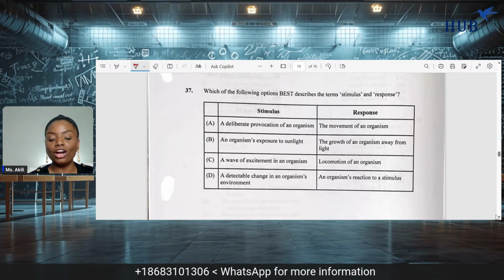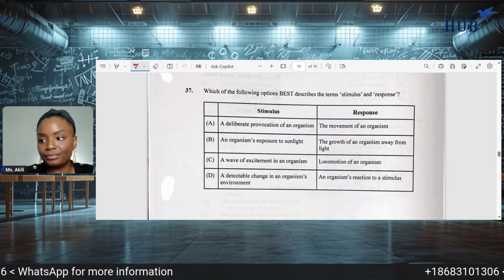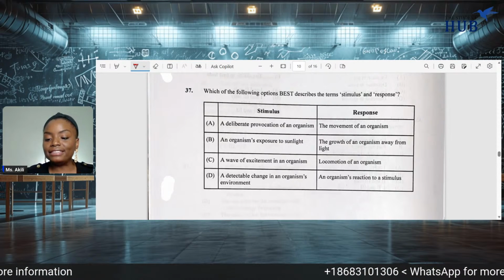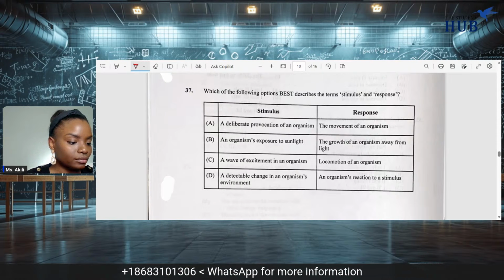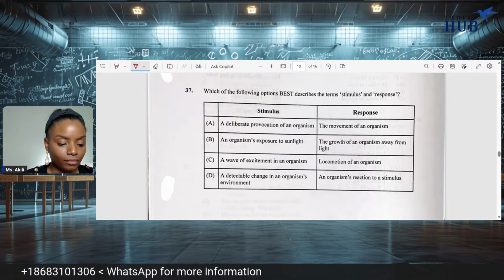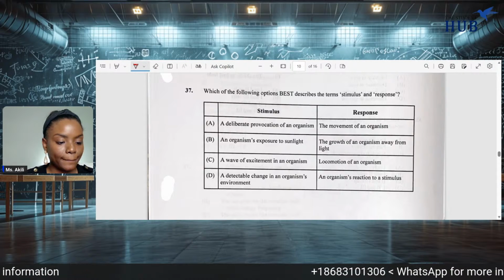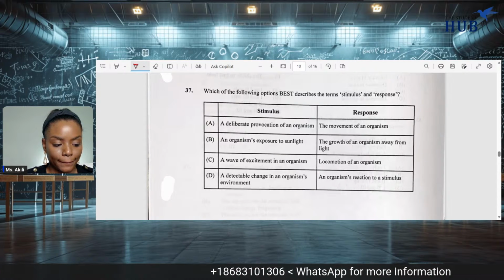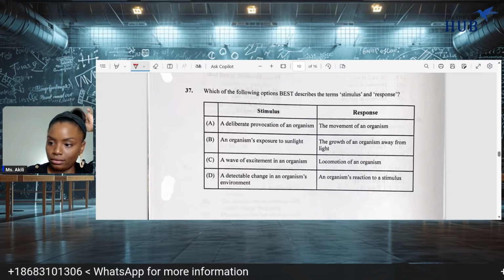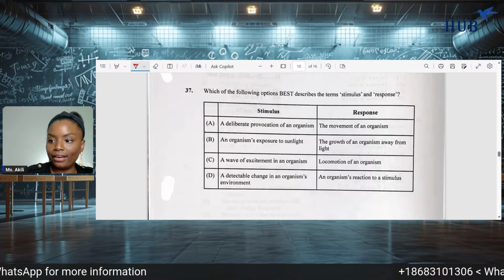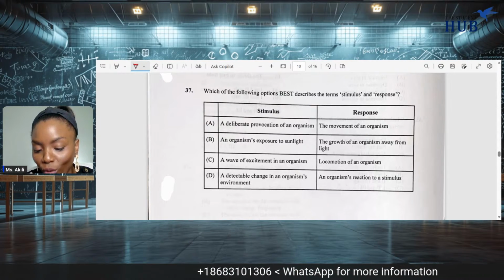37. Which of the following options best describes the terms stimulus and response, right? So we have stimulus and we have response. So which one is accurate? So we have A, we have D. So stimulus, a deliberate provocation of an organism.